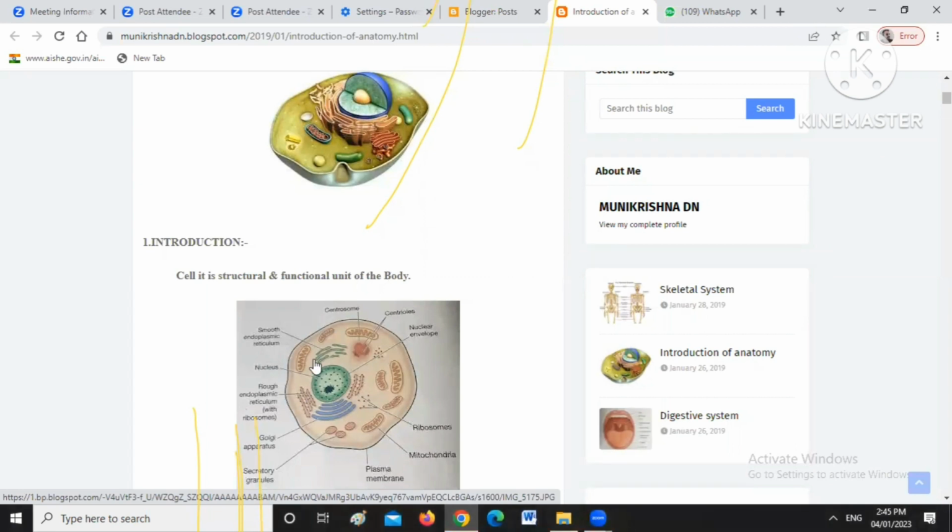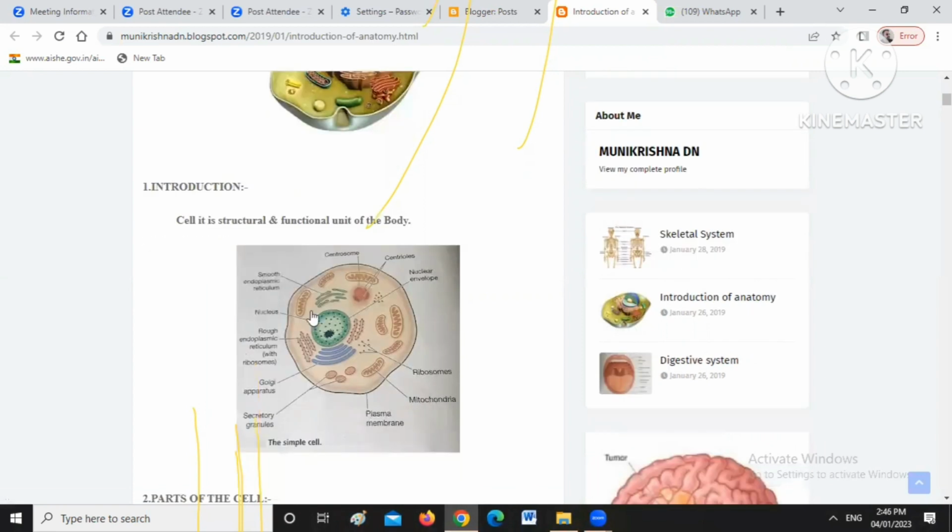Endoplasmic reticulum, there are two types: smooth endoplasmic reticulum and rough endoplasmic reticulum. Both are always near the nucleus. Rough endoplasmic reticulum contains ribosomes, but smooth endoplasmic reticulum has no ribosomes. Just two differences: one is smooth and the other is rough, and rough endoplasmic reticulum contains ribosomes.